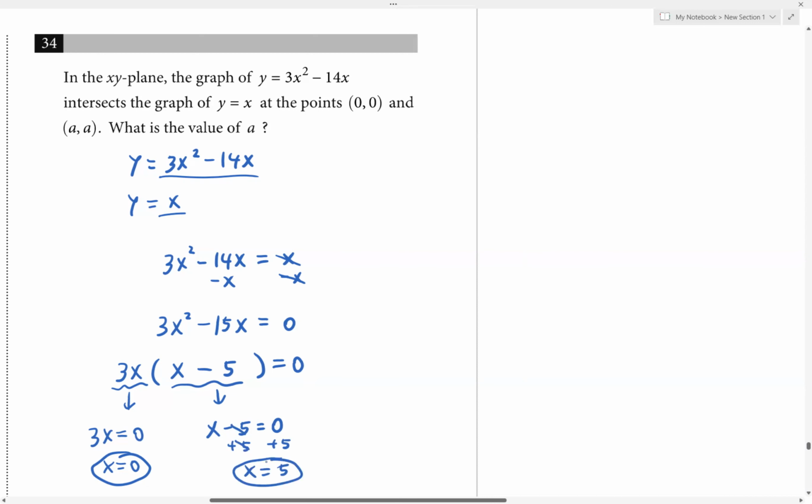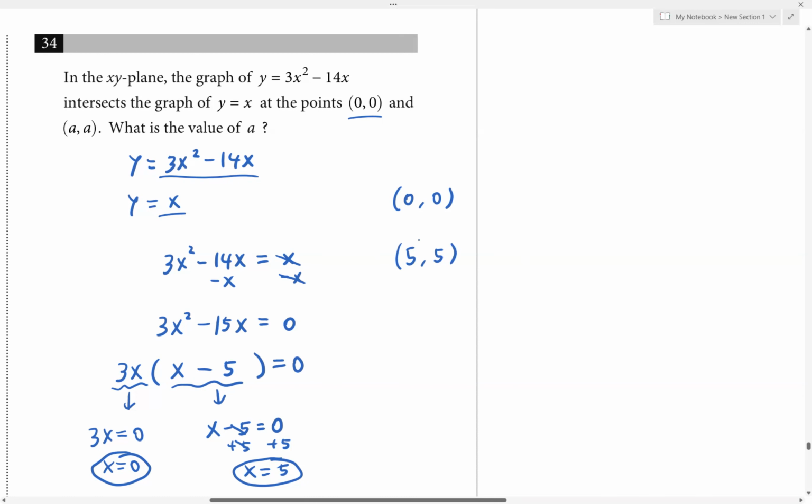Okay, so we get our two solutions, right? One of them is 0, the other is x equal to 5. And those will be the x values where they intersect. And since the second equation is y equal to x, the x and the y value will be the same. So that's why we get 0, 0, right? Because when x is 0, y also has to be 0. And the other point should be x equal to 5, so it's 5, 5. And that should be the answer.